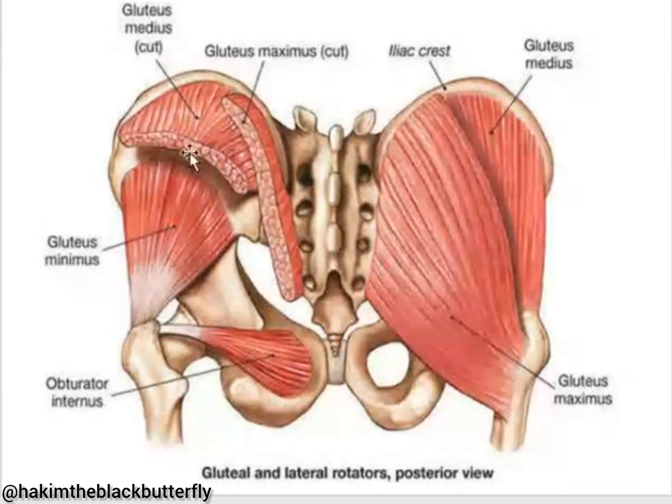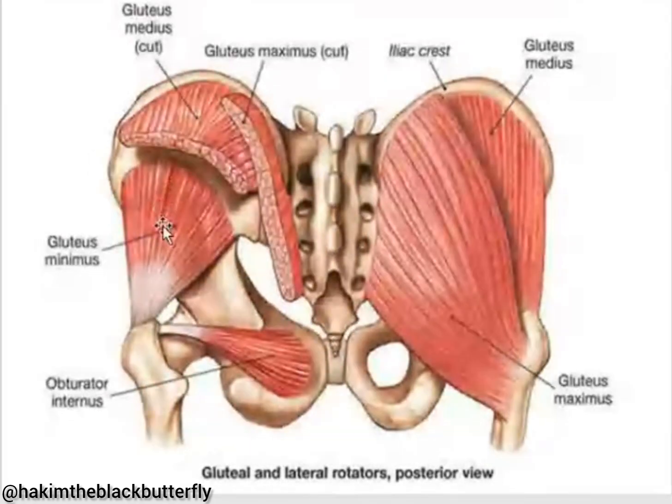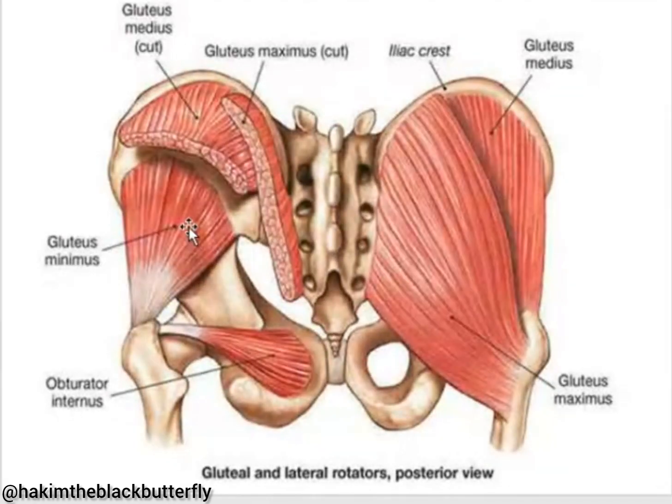Deep to it, when you dissect it away, you have the Gluteus Minimus. The Gluteus Minimus originates between the anterior gluteal line and the inferior gluteal line, and it also inserts at the greater trochanter of the femur. It has the same action as the Gluteus Medius, abduction and medial rotation of the thigh at the hip joint, and it is also supplied by the inferior gluteal nerve.